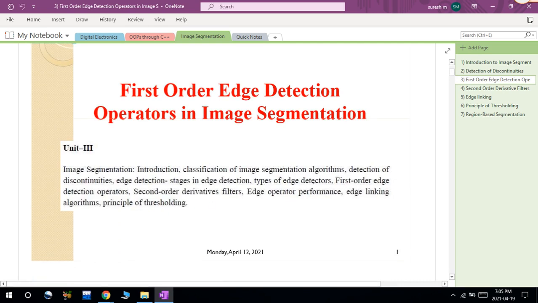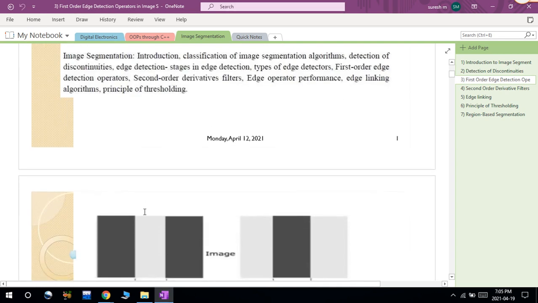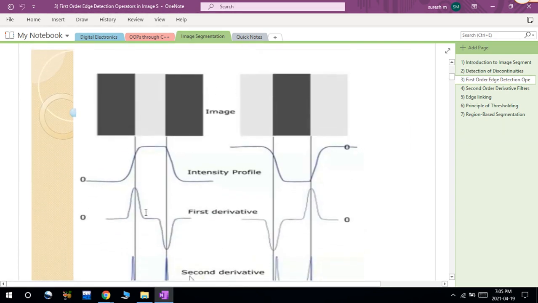So in case of these types of edge detectors, I am discussing the first order edge detection operators. So this is your derivative, like there is a change in the intensity values, like from black it is going to white color. So I can say that this intensity value is 0, and this is 255. So there is a sudden intensity change over here, then I can say there is an edge that can be present over here.